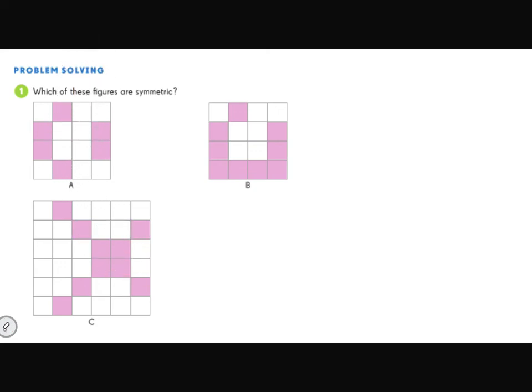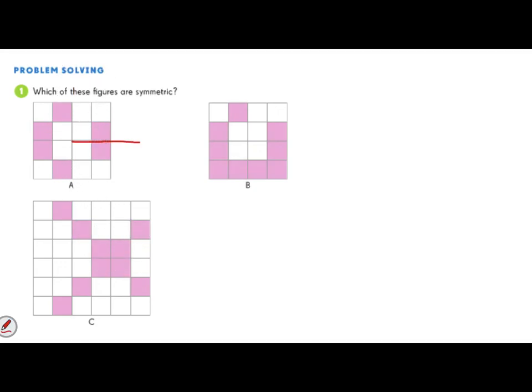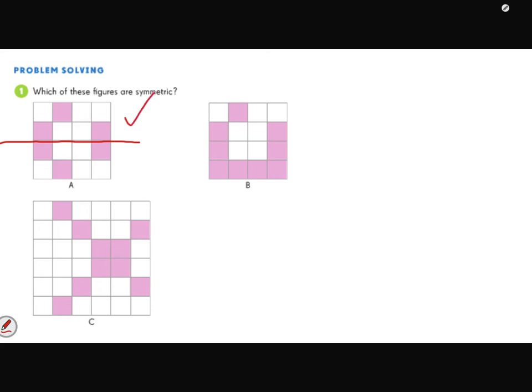But remember that your line of symmetry can also go this way. So if I cut it that way, that is a line of symmetry because these two match, and these two match. If I were to go to B, if I cut it here, no, because look, that one doesn't match this one. If I cut it here, no, because this one doesn't match this one.